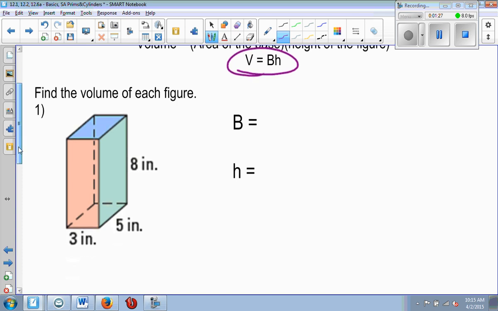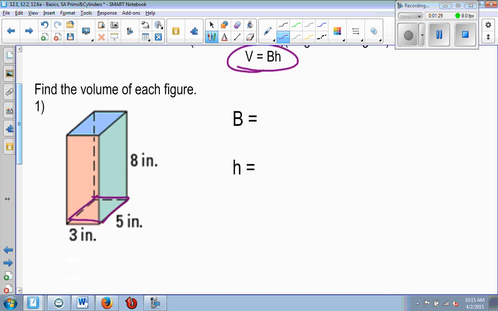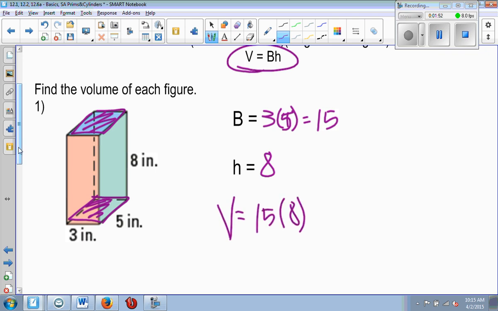In this rectangular prism, we have a rectangular base. It has dimensions of 3 by 5. So all we're going to do is multiply 3 by 5, and we get an area of base of 15. The height of the figure is the distance between the bases. In this case, base is on top and bottom, so my height is 8. To find the volume of that prism, all I have to do is multiply the big B and the H. Multiplying big B and H is going to give me an answer of 120.